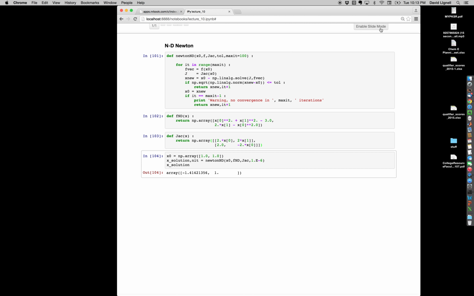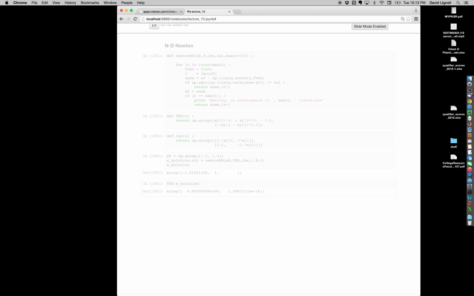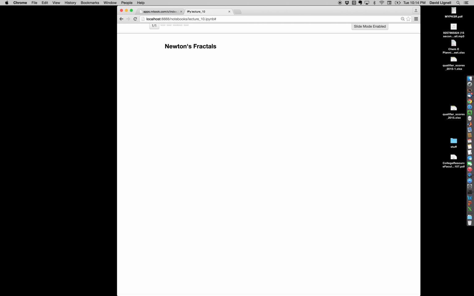And then it's always a good idea to check to make sure that the solution was found correctly. So if we evaluate the function, if we pass the solution into our function, we should get a vector of zeros. And in fact, that's what we get, practically 0. So we feel good about that.